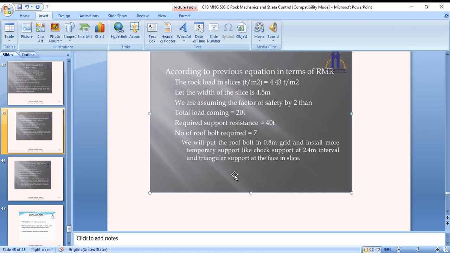So according to the previous equation terms of RMR, the rock load for slices is 4.43 ton per meter square. And the width of the slice is 4.5 meter, assuming a factor of safety of 2, then the total load comes to 20 tons. So required support resistance is 40 ton. So number of roof bolts required is 7. We will put the roof bolts in a 0.8 meter grid and install more temporary supports like chock supports at 2.4 meter, and regular triangular supports at the face of the slice.